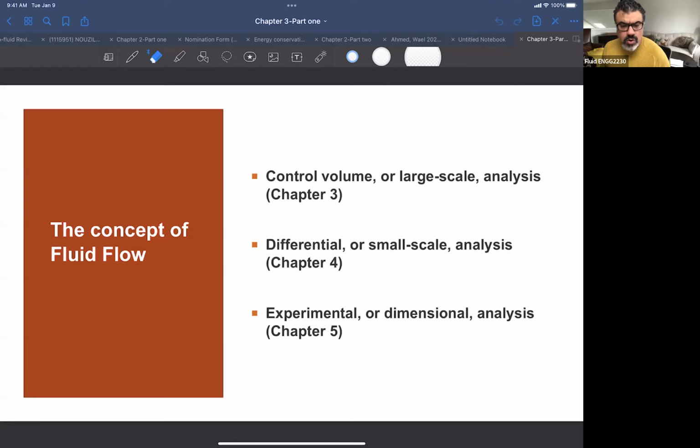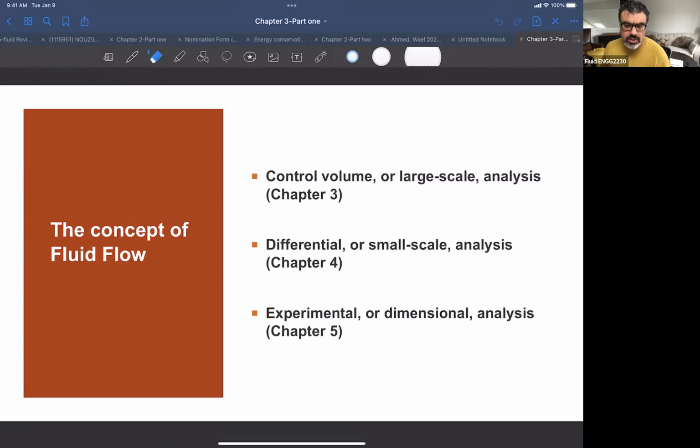The Frank White textbook that we are using as a guideline for this material covers this analysis over 3 chapters. The first one, chapter 3, considers the control volume type of approach.